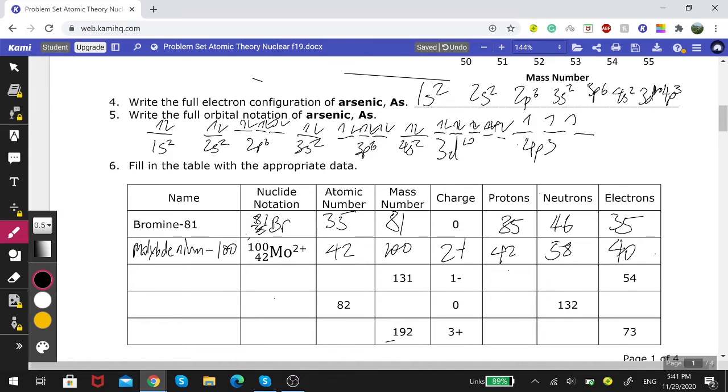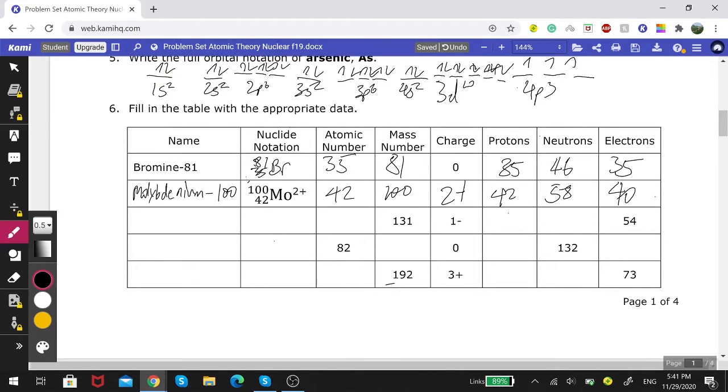Our next, mass number 131, charge of 1 minus, electrons of 54. First let's find protons using 54. 1 minus means there's an extra electron than proton, which makes it more negative. So protons will be 53. 53 on the periodic table is iodine. So this is 131 over 53 iodine with a charge of 1 minus. The atomic number for iodine is 53, and neutrons is 131 minus 53, which gives us 78.